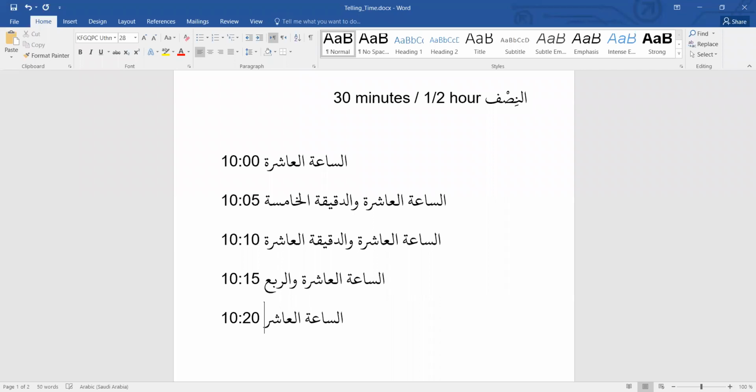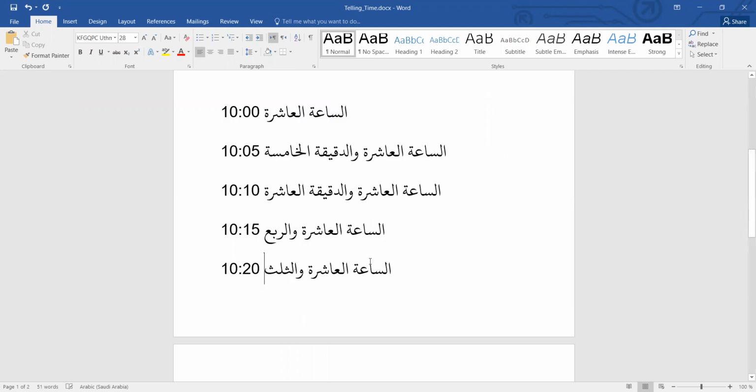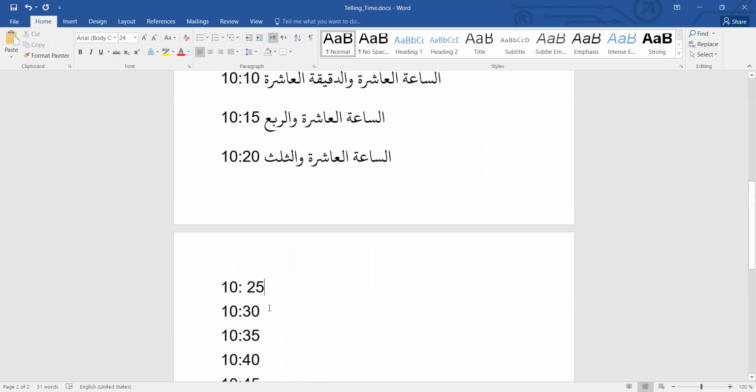And same is the model for this one. As-sa'atul ashira. What would be the word? والثلث. Thuluth, yes. Perfect. Okay, let's just leave this one for now and let's go to this one. So anyone? How would we tell this one? الساعة العاشرة والنصف. Yes, as-sa'atul ashira wan-nisf.